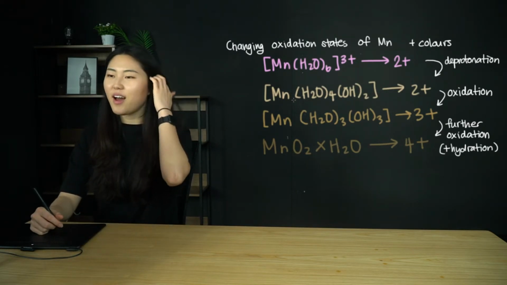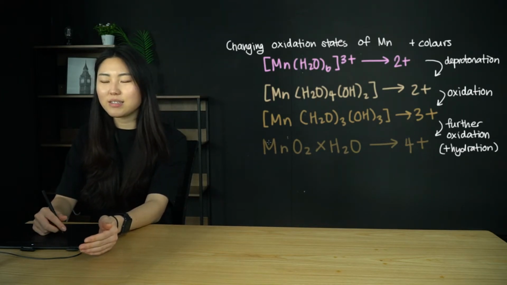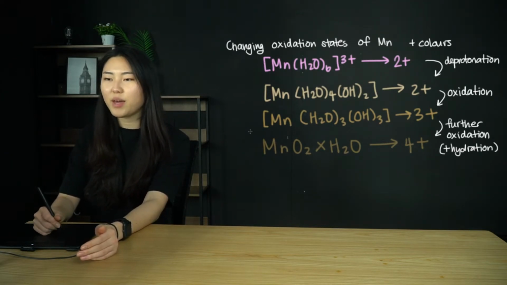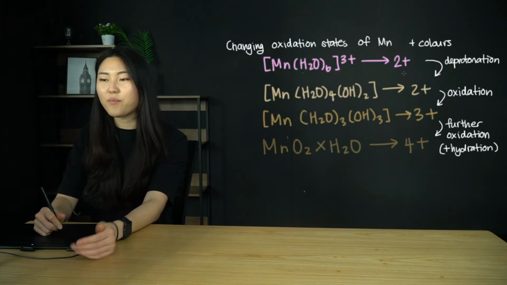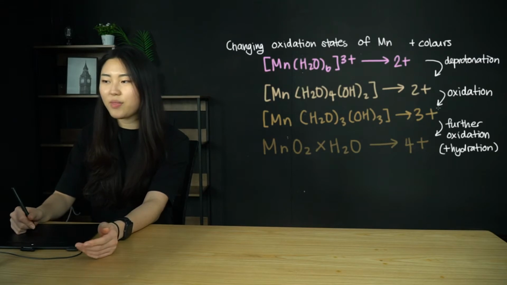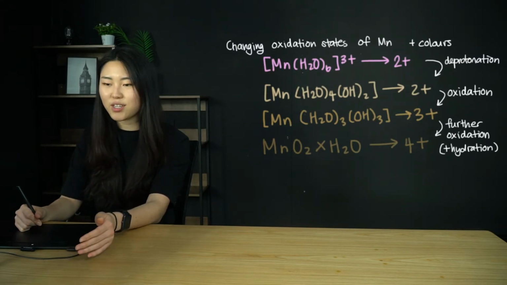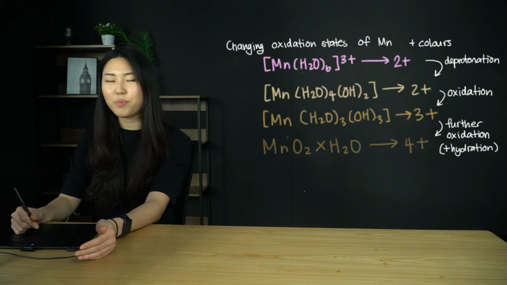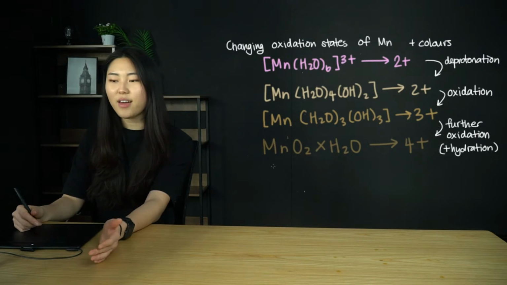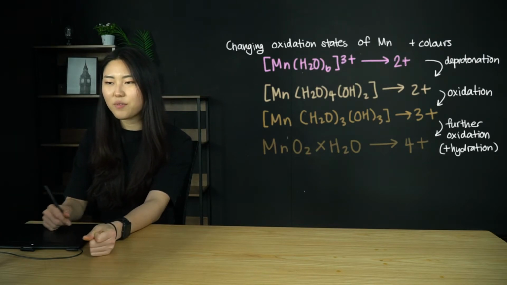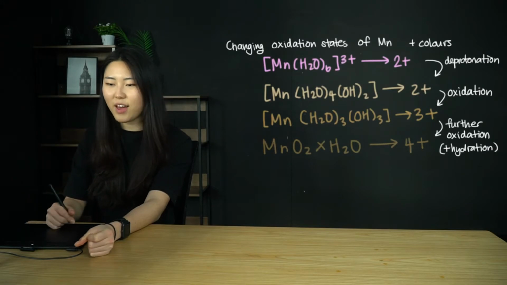Okay, so when we were finishing up the manganese complexes, we have seen the color changing as it goes through, first of all, deprotonation, and then oxidation, and then further oxidation accompanying hydration, right? So pink to pale brown, to brown, to very dark brown, okay? So that is our order of color changing and the oxidation states of manganese.